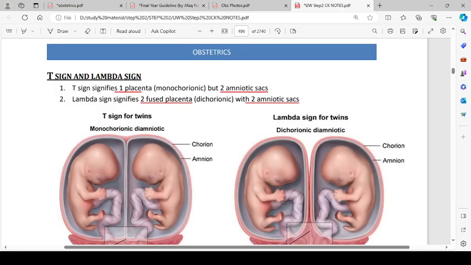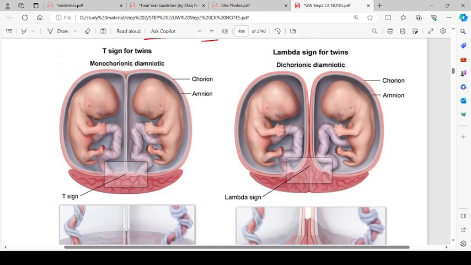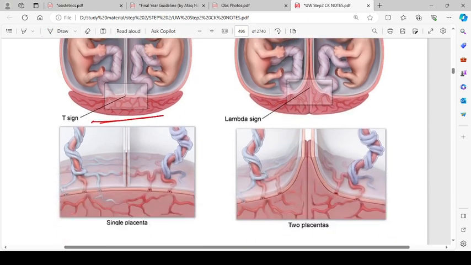Next is the T sign and lambda sign. The T sign signifies one placenta, monochorionic, and two amniotic sacs. The lambda sign signifies two fused placentae, dichorionic, with two amniotic sacs. So here is the T sign, like this one. In this picture, the chorion is single, so this is monochorionic diamniotic twins. If I zoom in, here you can see that we have this T sign formed like this, and there is a single placenta with two amniotic sacs.